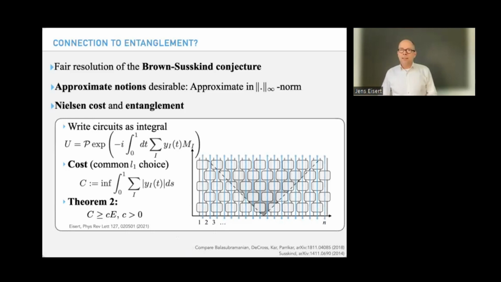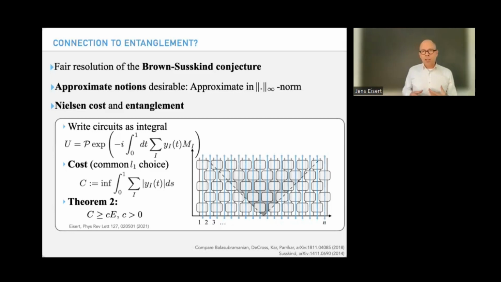I should say that, of course, as everybody working in high energy physics knows, there's a lot of intuitive understanding on that. There's the famous concept of the Nielsen cost that puts the notion of complexity into a geometric context. There has been the question in what way the Nielsen cost would be related to entanglement. People realized that the cost cannot be the same as entanglement because the cost can grow and the entanglement would eventually saturate.